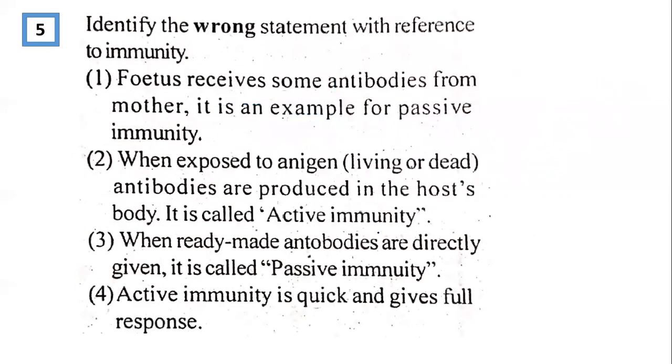Question number 5. Identify the wrong statement with reference to immunity. You have to identify the wrong statement. Fetus receives some antibodies from mother. It is an example of passive immunity. When exposed to antigen, living or dead, antibodies are produced in the host body. It is called active immunity. When ready-made antibodies are directly given, it is called passive immunity.